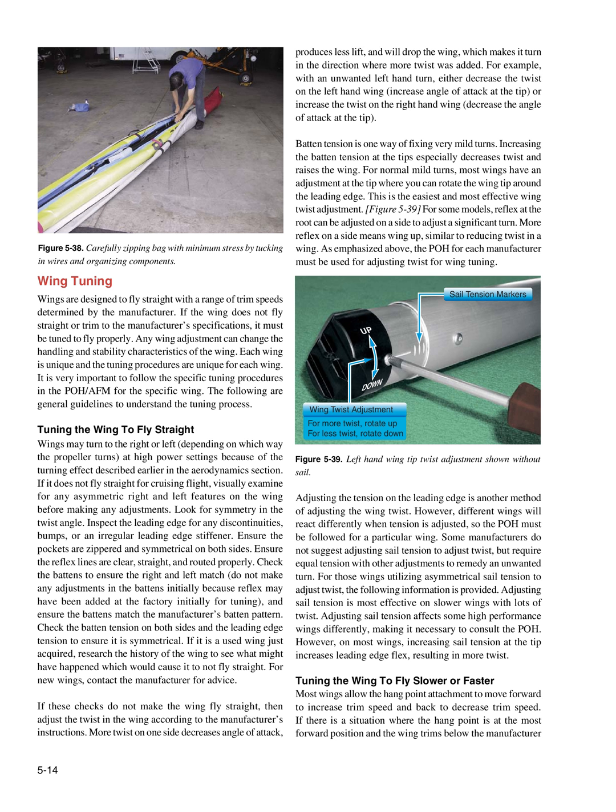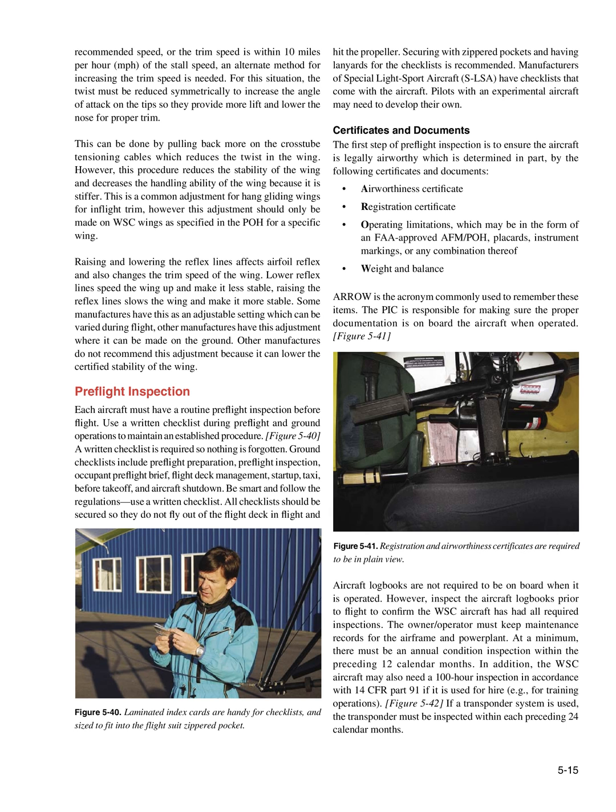Tuning the wing to fly slower or faster. Most wings allow the hang point attachment to move forward to increase trim speed and back to decrease trim speed. If there is a situation where the hang point is at the most forward position and the wing trims below the manufacturer's recommended speed, or the trim speed is within 10 miles per hour of the stall speed, an alternate method for increasing the trim speed is needed. For this situation, the twist must be reduced symmetrically to increase the angle of attack on the tips so they provide more lift and lower the nose for proper trim.